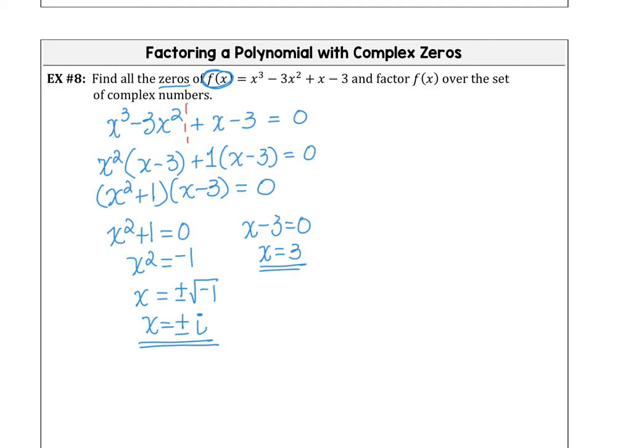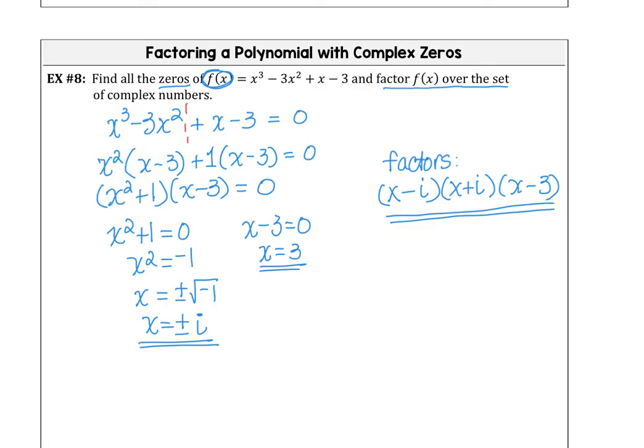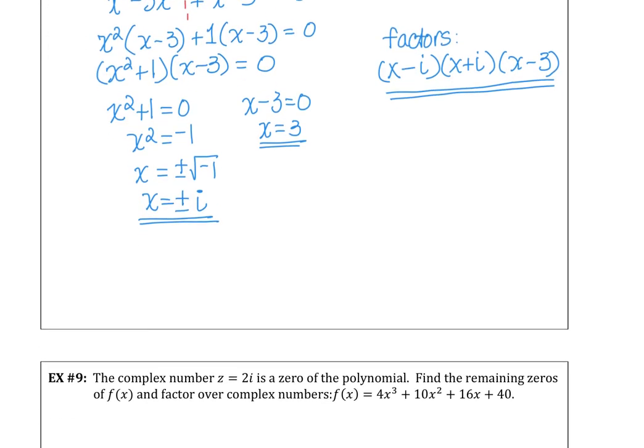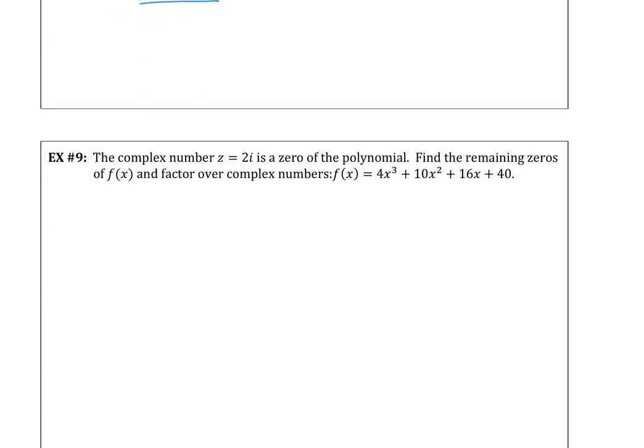So if you want to factor f of x over the set of complex numbers, the factored form is going to look like x minus i, x plus i, and x minus 3. Those are our factors that we were asked to find. On number 9, you want to try that by yourself. It's similar, just has some different ideas, and you can come back and check your work against mine.